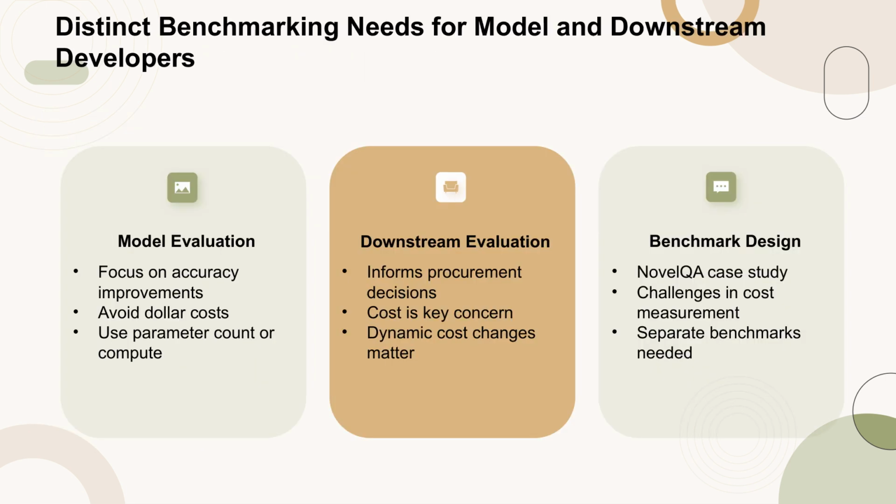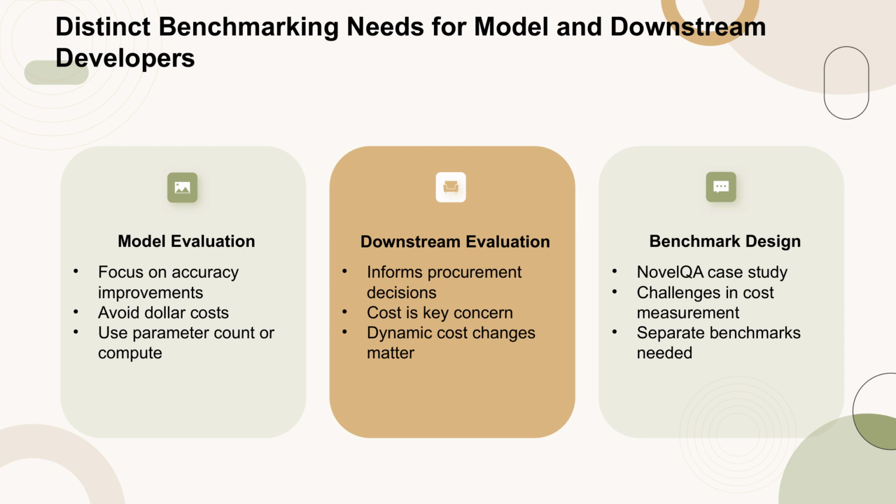In model evaluation, the primary goal is to identify improvements in accuracy resulting from changes in training data and architecture. This process avoids considering dollar costs to maintain the integrity of benchmarks, focusing instead on metrics like parameter count or compute usage. Conversely, downstream evaluation is driven by practical considerations, such as choosing the most cost-effective AI system for a specific application. Here, the actual cost of running the AI is crucial, and the evaluation must adapt to changing costs over time.